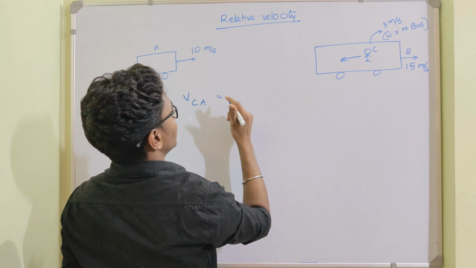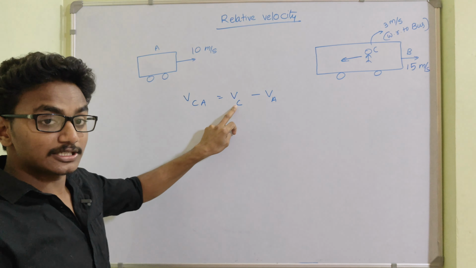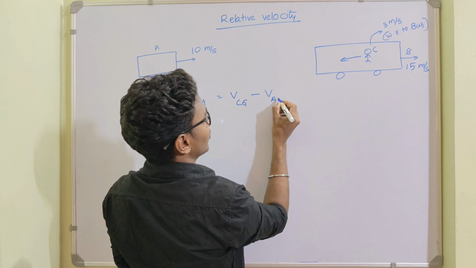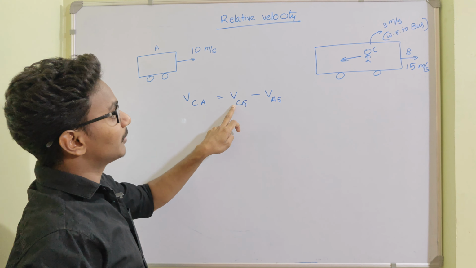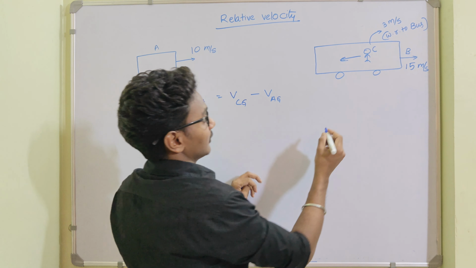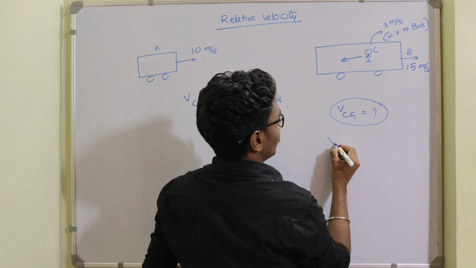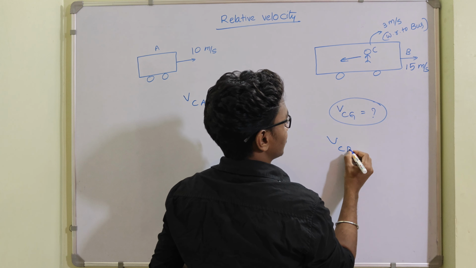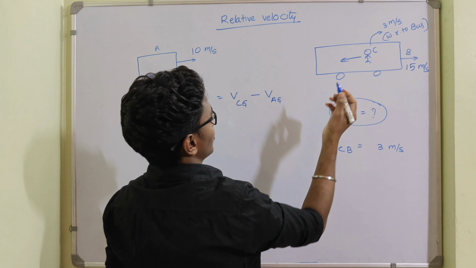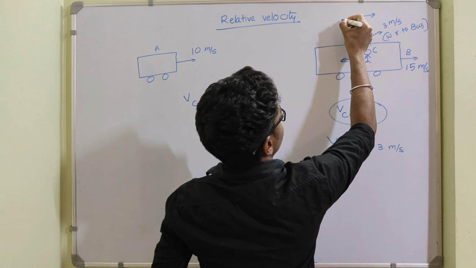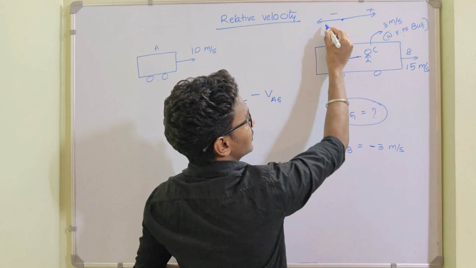Okay, how can you find this? Velocity of C minus velocity of A. Here, velocity of C with respect to ground, and velocity of A with respect to ground. We know the velocity of A with respect to ground, but we don't know the velocity of C with respect to ground. We need to find this. But we know the velocity of C with respect to the bus, that is 3 meter per second. As usual, we are taking this as positive direction and this as negative direction. So this is -3 because this direction is negative.